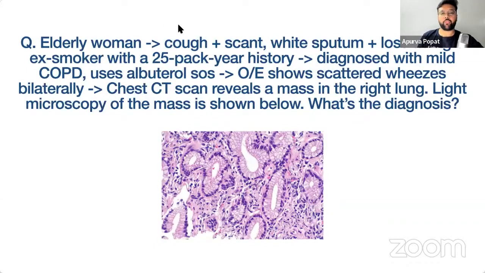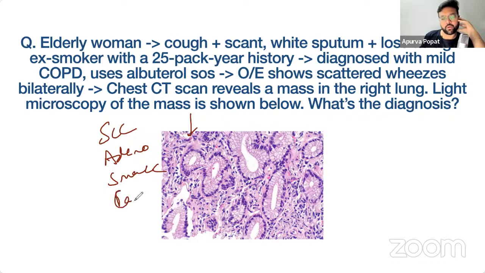Elderly woman is coming with cough and scant white sputum. She lost weight. Ex-smoker with a 25 pack-year history. Diagnosed with mild COPD. Chest CT is showing a mass in the right lung. Light microscopy is shown here. What's your diagnosis? If you see this kind of thing in a biopsy, is it squamous cell carcinoma? Is it adenocarcinoma? Is it small cell carcinoma? Is it carcinoid or something else?